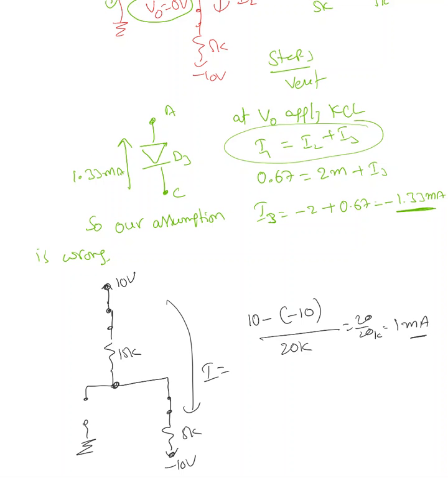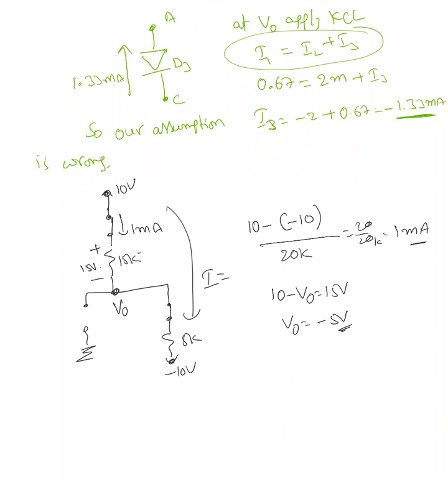Okay. Once I have 1 milliampere, let me find V0. Our V0 must be, I know this current, which is 1 milliampere, we just found. What must the voltage drop be? 1 milli times 15k, there must be 15 volt. Okay, so 10 minus V0 must be equal to 15 volt, and V0 must be negative 5 volt. Okay, so the voltage at this point must be negative 5 volt. So he's asking for V0 as well as I, and I found those two quantities.